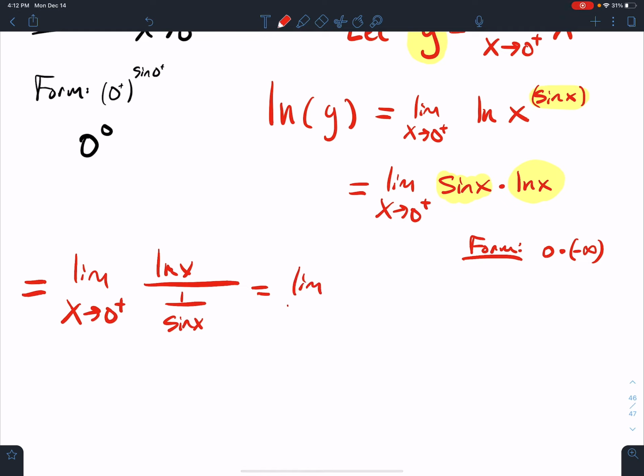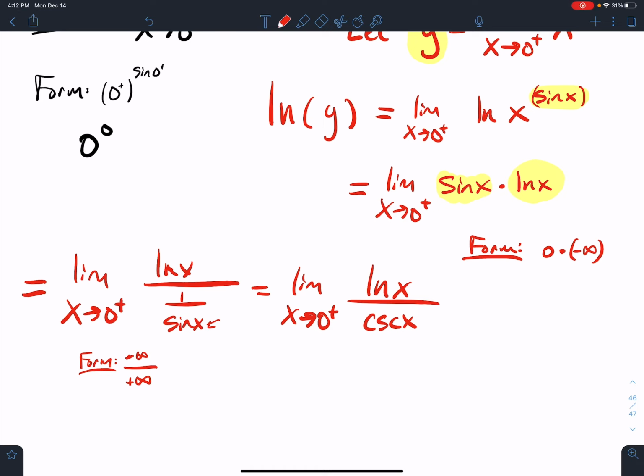Now 1 over sine x can be written using a trig identity known as cosecant x. Okay, so 1 over sine is cosecant. Now, whenever I plug in 0 here, I get in the numerator, what is it? It's of the form negative infinity over, and then this is a positive infinity here. 1 over a really small positive number is positive infinity. So infinity over infinity is L'Hopital form, so I'm ready to take the derivative here to get it.